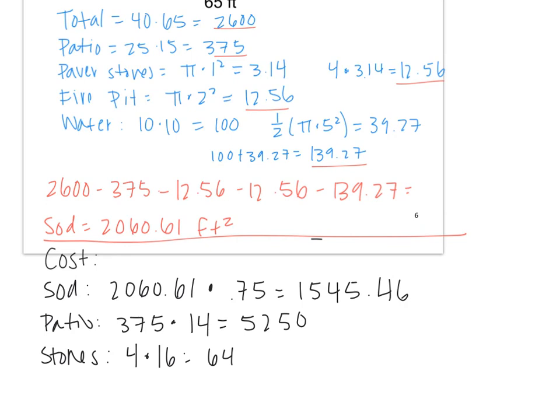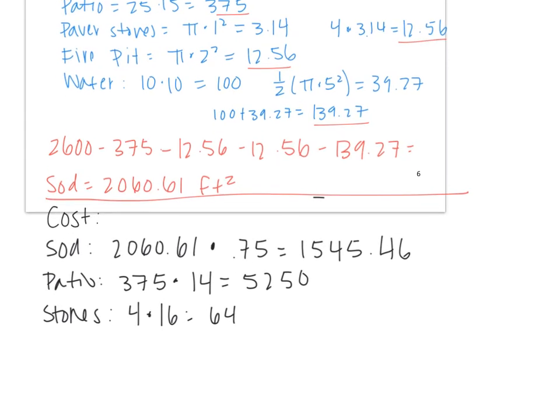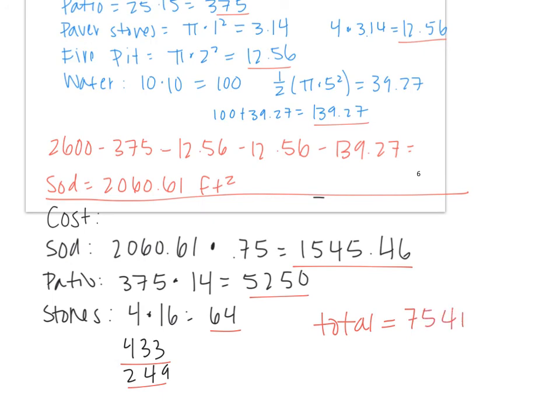So then we need to add in the fire pit at $433 and the water display at $249. So just like up above, we need to put all these pieces together to get our total cost. So add up all those pieces, and our total cost for this job is $7,541 and 46 cents.